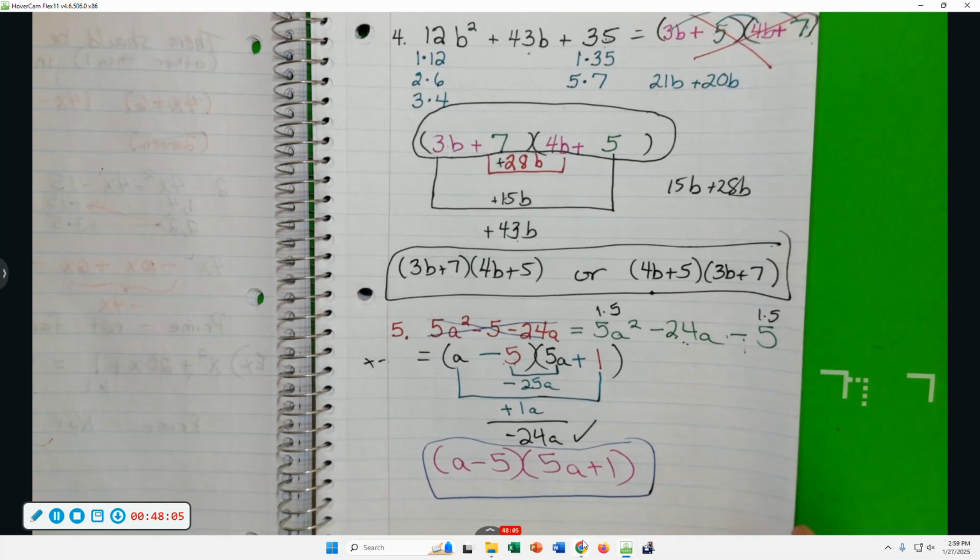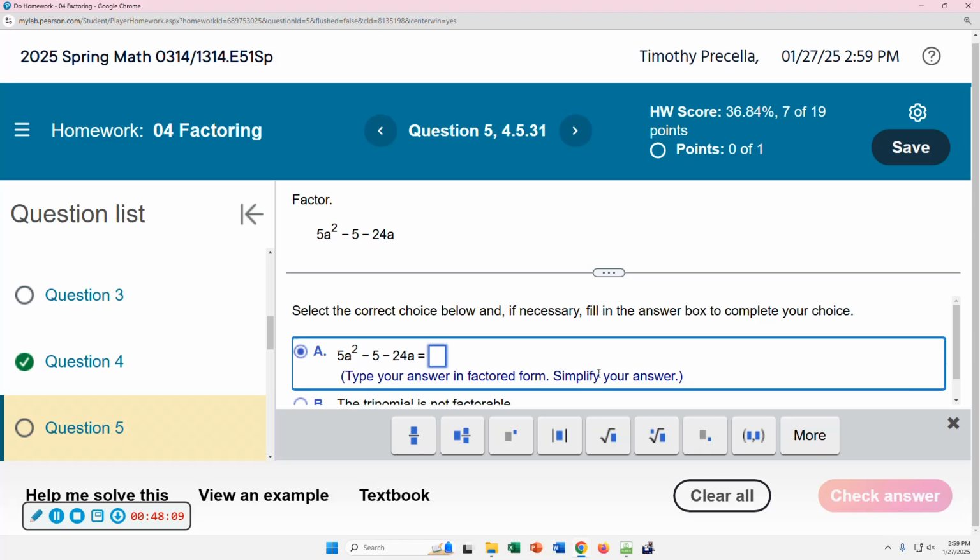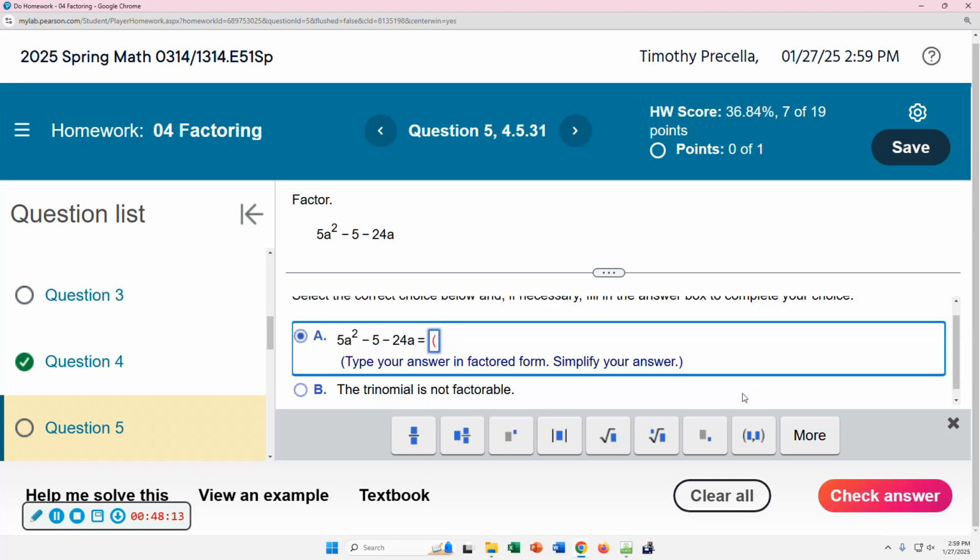Let me type it in the answer. Type it in. So, what was that? A minus 5 times 5a plus 1. You'll notice I'm not hitting any space keys, and also no capital letters in my lab.